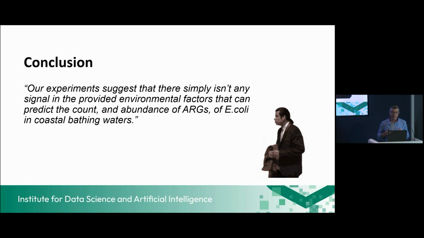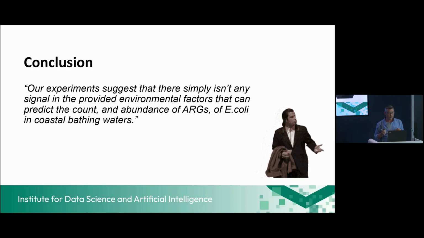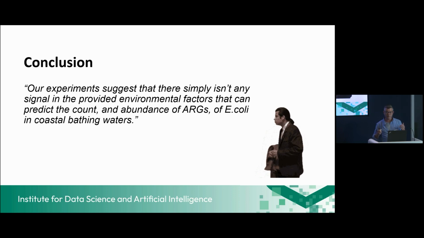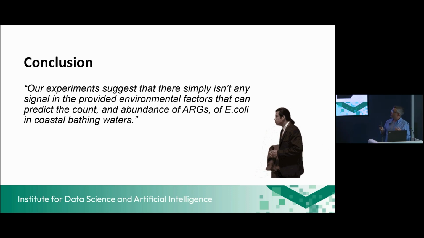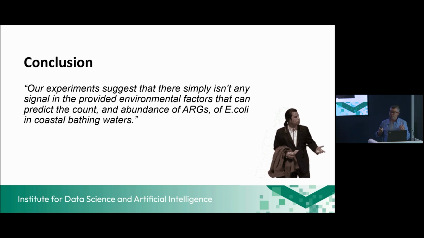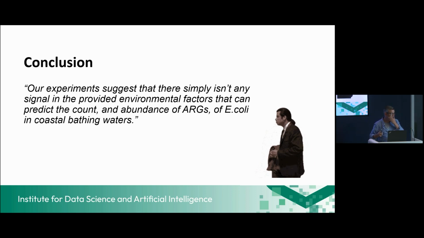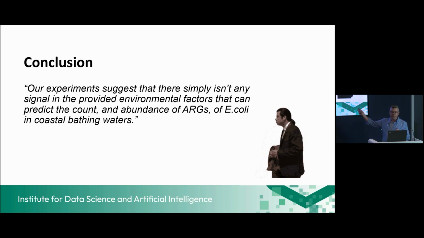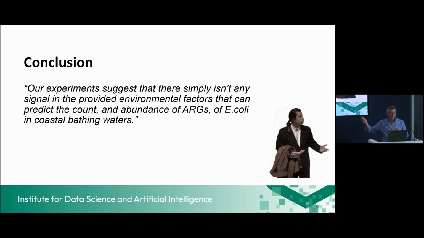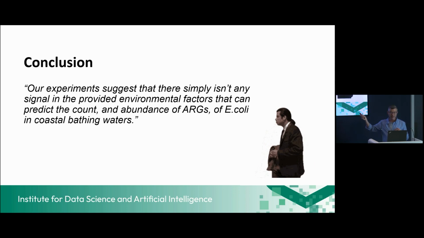This is the first sentence in the conclusion of the 6-month study, this report. "Our experiment suggests there was simply no signal in the provided environmental factors that can answer this question." And so we're left like this. What do we do? Where do we go to publish this work? Who is interested in reading about our failed attempts?